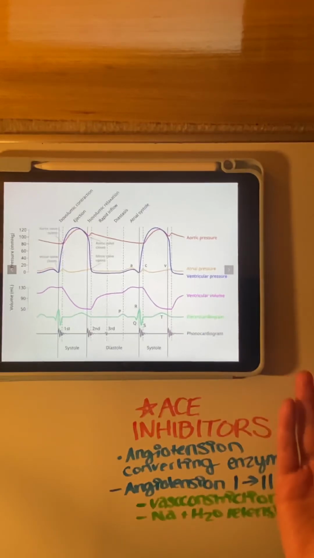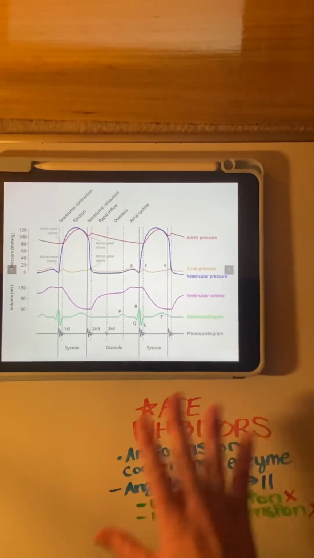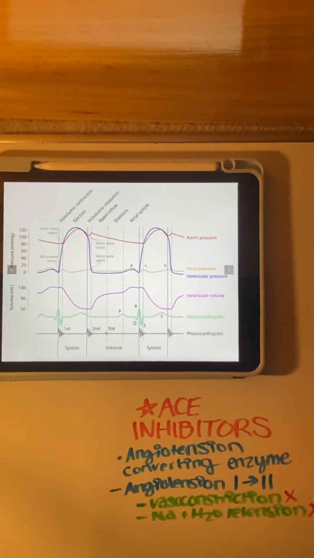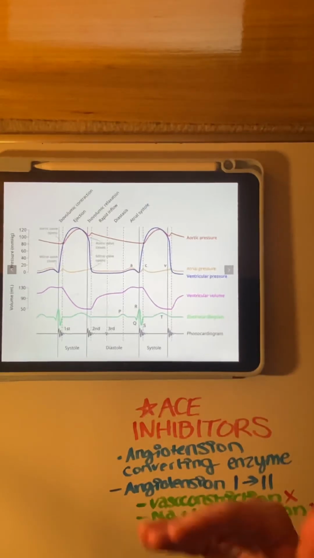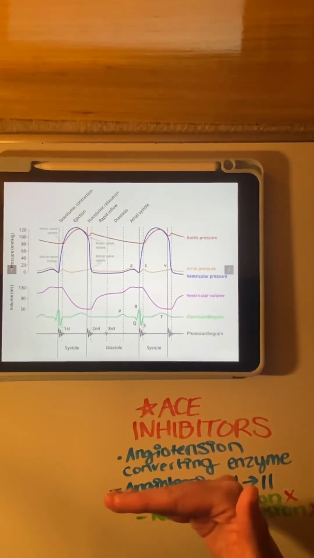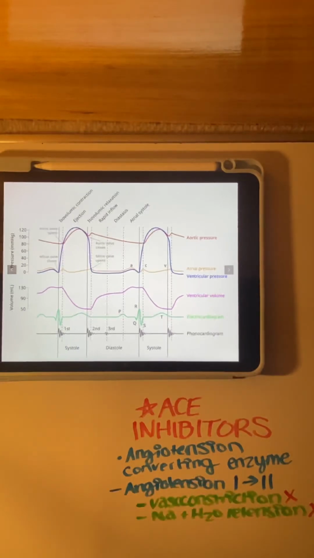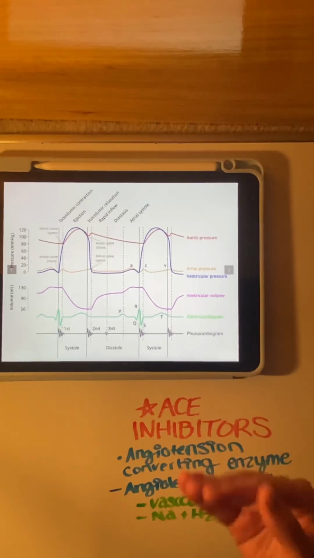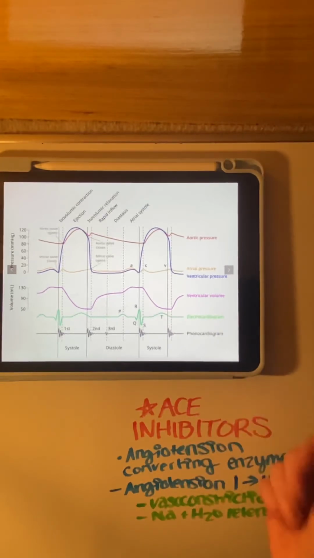So basically, the whole goal with ACE inhibitors is to lower blood pressure, and how that helps with atherosclerosis is because if we lower our blood pressure, we're in turn going to lower our afterload, which will help take care of part of the issue caused by atherosclerosis, which is high afterload.